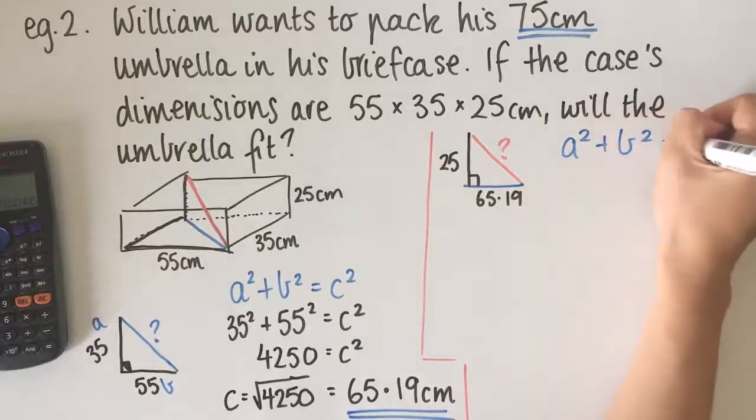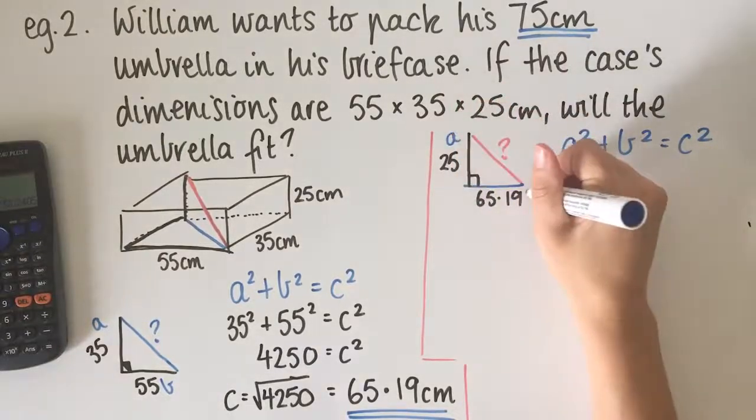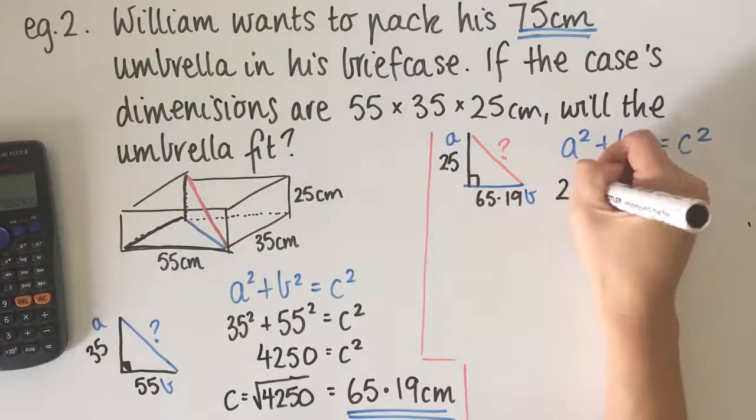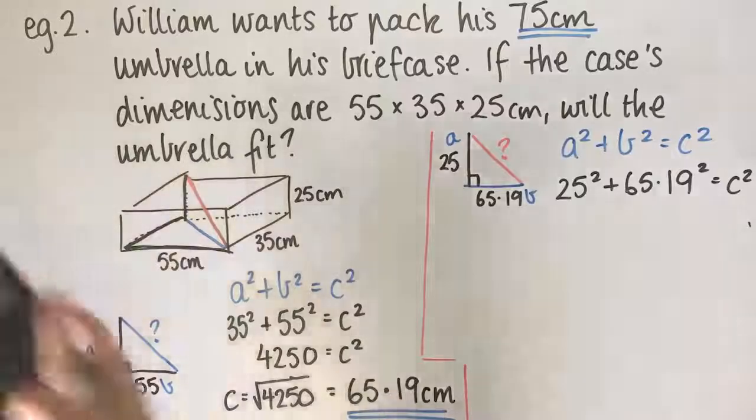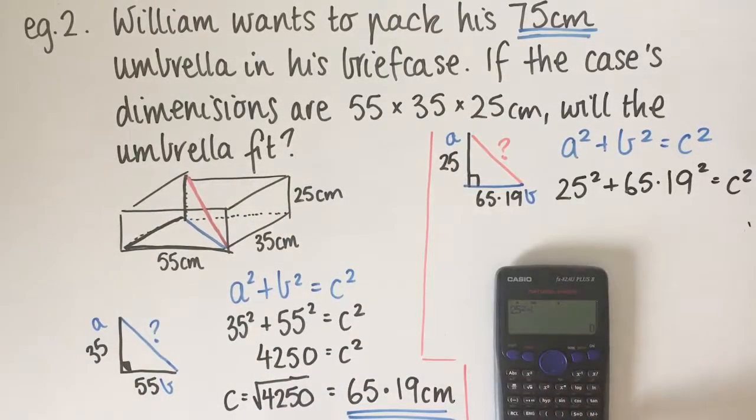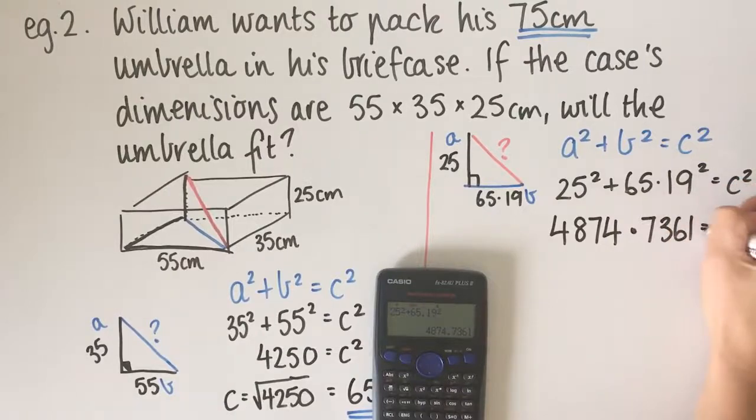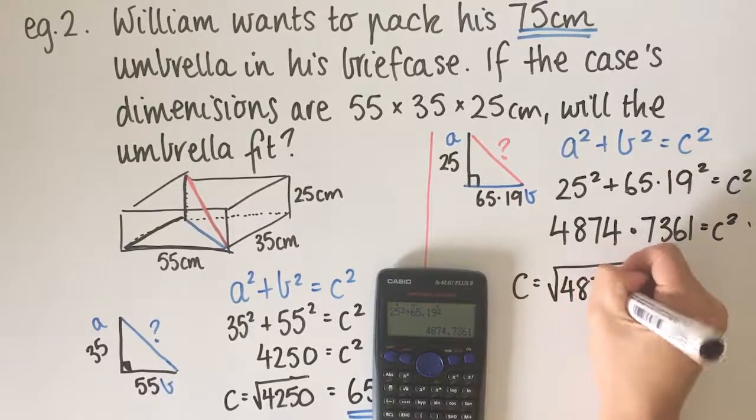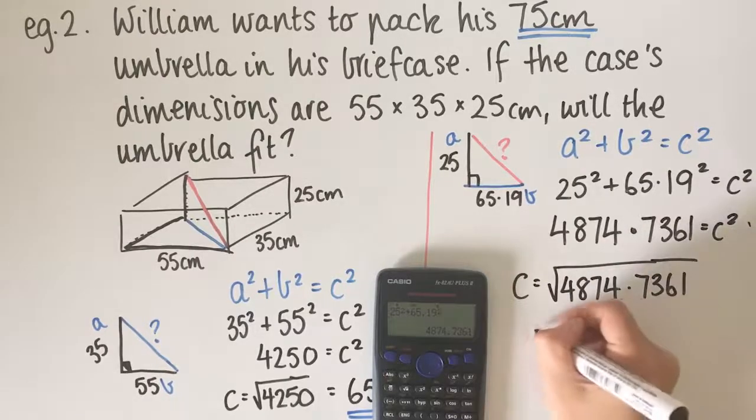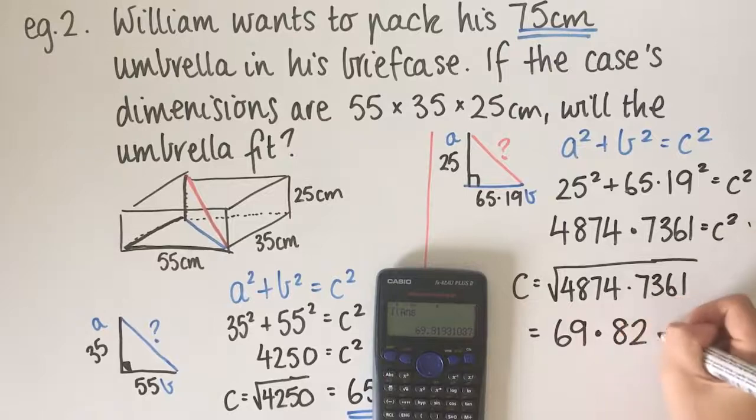So I'm going to use this formula again because it's trying to find the long side. If I make this A and this B, then it's going to be 25 squared plus 65.19 squared equals C squared. You might not be able to see that. I'll do that on my calculator. I'm just going to do it in one step. Questions like this, it's all right to do it in one step. So 4,874.7361 is C squared. Now I need to do the square root of that to find C. So I'm going to go the square root of 4,874.7361. It's a long number. So I'm just going to do square root of my answer, and that's going to give us 69.82 centimeters with rounding.